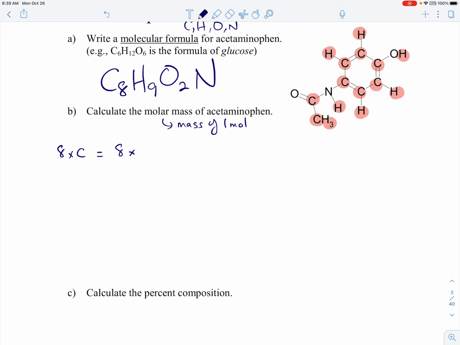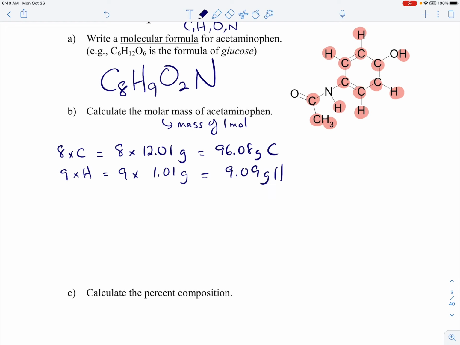So 8 carbons means we have 8 moles of carbon in a mole of acetaminophen. So we'll say 8 times 12.01 grams. That gives me 96.08 grams of carbon in every mole of acetaminophen. We have 9 moles of hydrogen in every mole of acetaminophen. So it's going to give me 9 times, from my periodic table, find hydrogen and get its molar mass, 1.01 grams. So 9.09 grams of hydrogen are in 1 mole of acetaminophen.